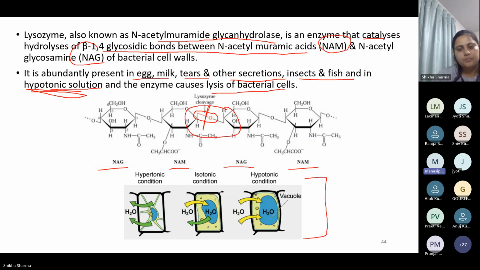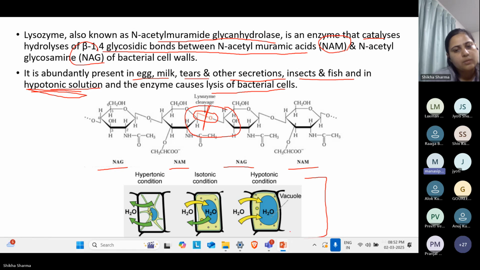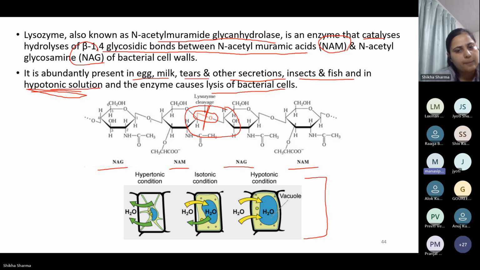If it is a hypertonic solution, that means the solute concentration is more than the solvent concentration. For example, if we place a cell in a hypertonic solution, exosmosis will occur. For an isotonic solution, the concentration inside the cell and the surrounding is equal, so there will be no migration of any solvent molecules. And in hypotonic, the solute concentration is less as compared to the solvent concentration, so there will be endosmosis.